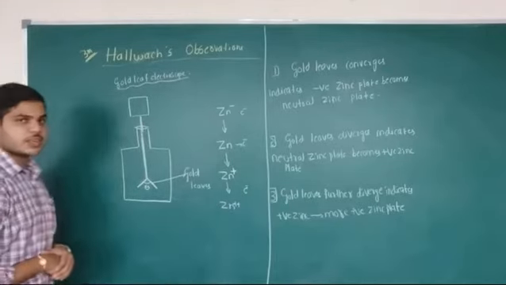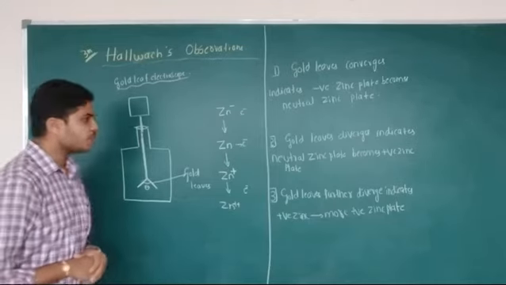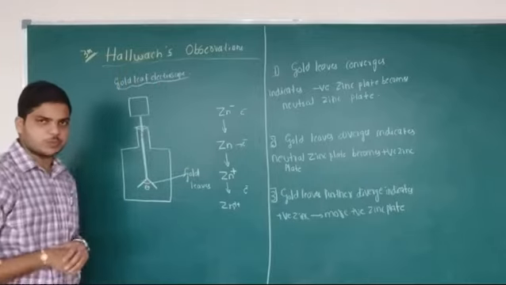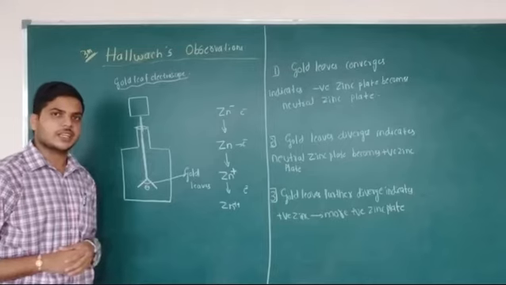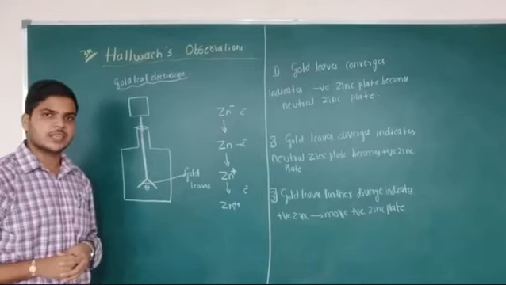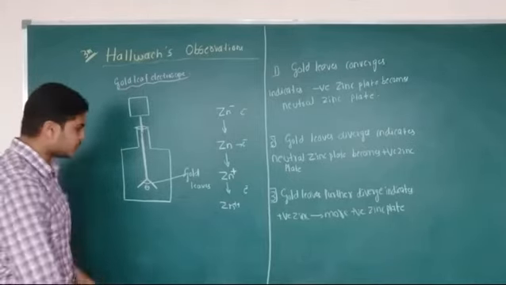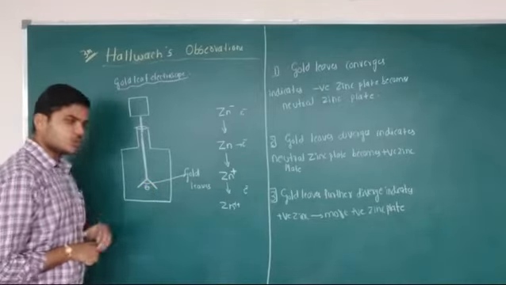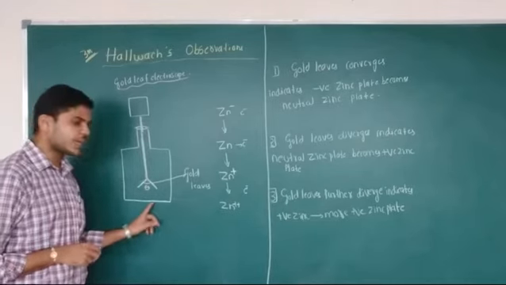For the Hallwachs' observation, the scientist Hallwachs made the observation using a simple instrument called a gold leaf electroscope. Its construction and working can be studied in the first chapter, electric fields and charges. Here in this gold leaf electroscope there are two gold leaves, and they are separated by an angle theta. Initially they are separated by some angle theta.